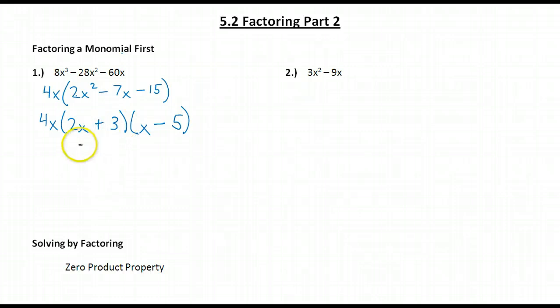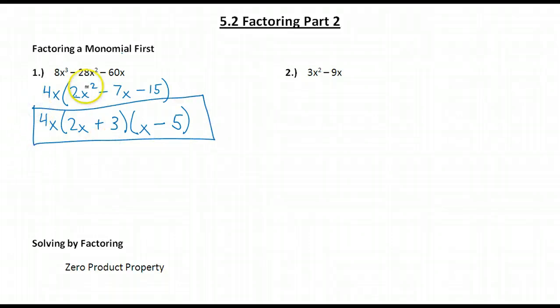So if I have 10 and 3, I can make 7 by making this negative and this positive. Now when I FOIL, I would have 2x times x, 2x squared, 2x times negative 5, which is negative 10x, plus 3 times x. So I'd have negative 10x plus 3x. That'll give me negative 7x minus 15. So in order to factor this trinomial, I first factored out the monomial, and then I factored the remaining trinomial. Let's look at example 2.